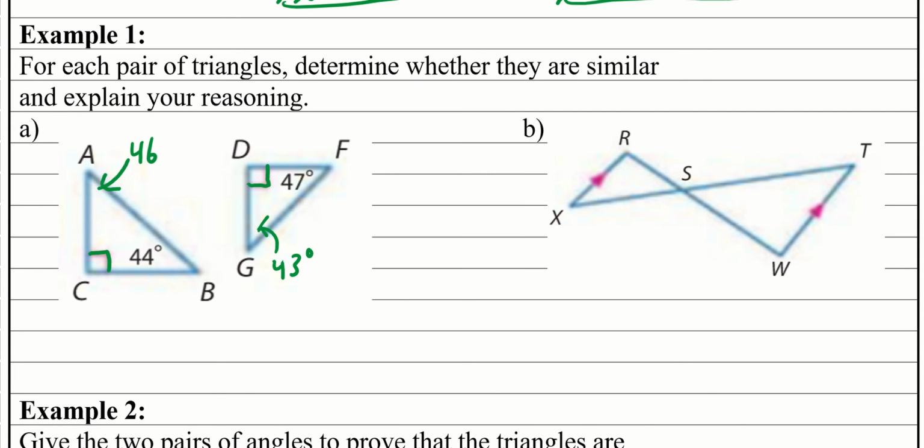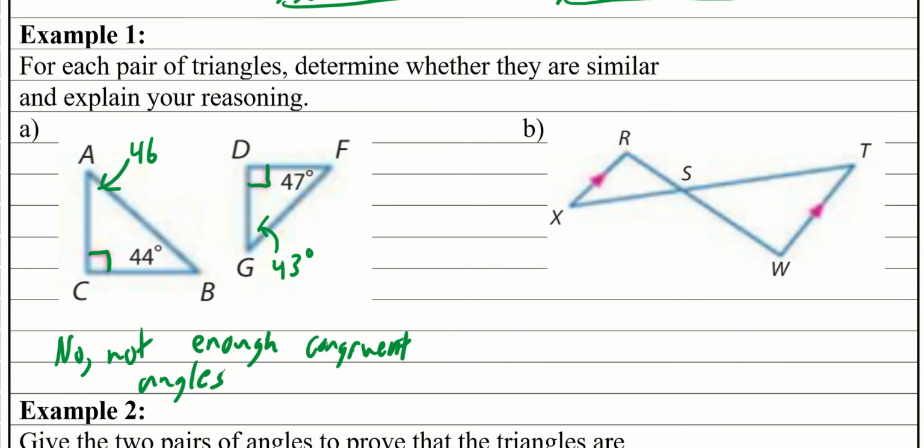Okay, so I see that there's not two pairs of angles, I only see one pair of angles. So since that is the case, I'm going to say no, not enough congruent angles. I only have one pair. For our similarity theorem, we need two pair.